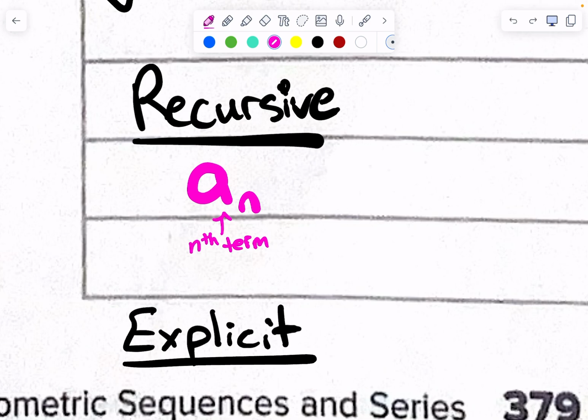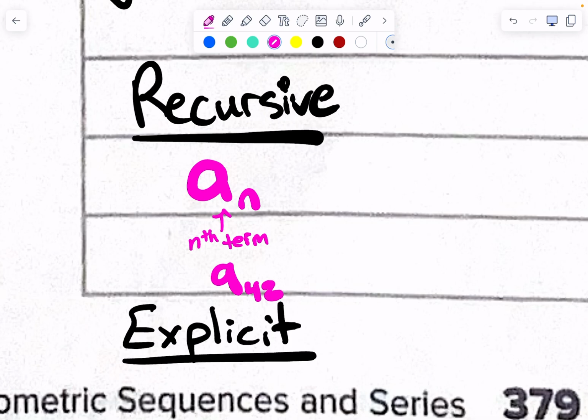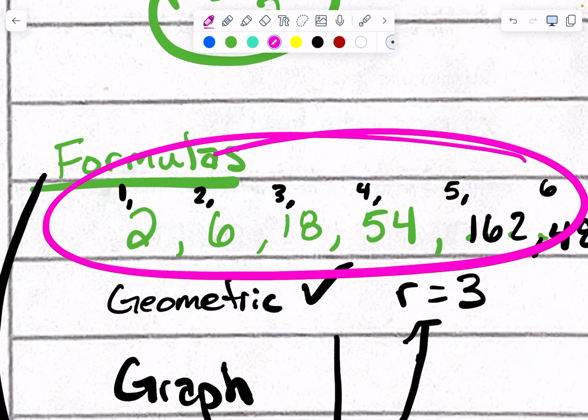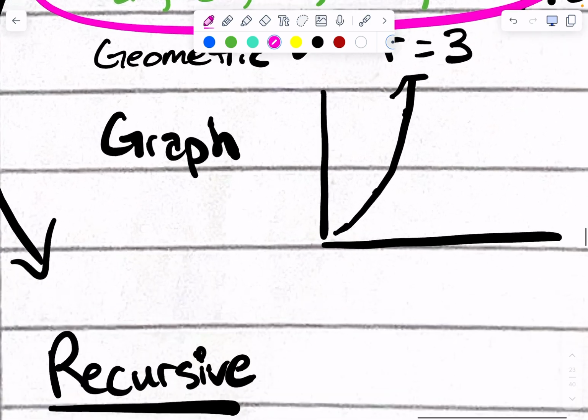What about the first term? The first term would be A sub 1. The 42nd term would be A sub 42, right? The nth term is just whatever term I'm talking about. To get to this sequence right here, we know that we are multiplying by 3. Got it? Are you ready?